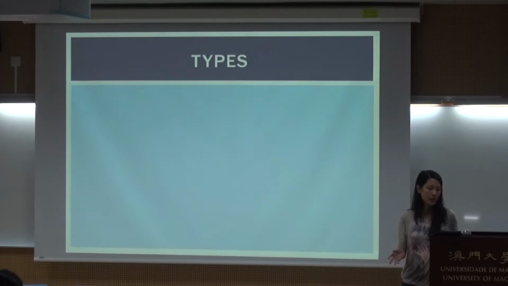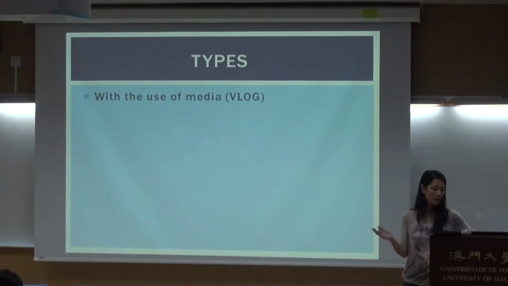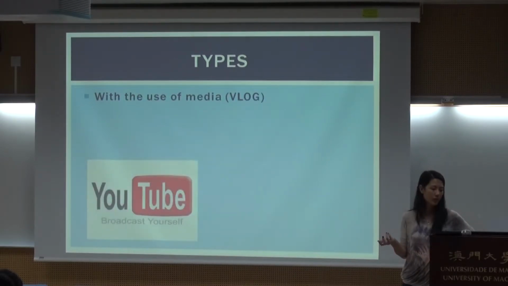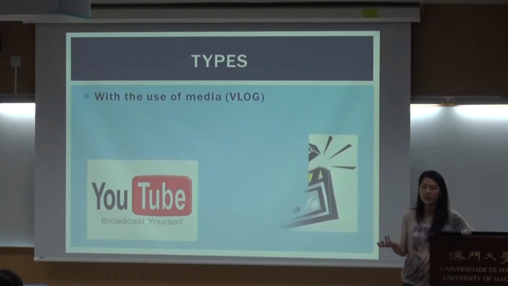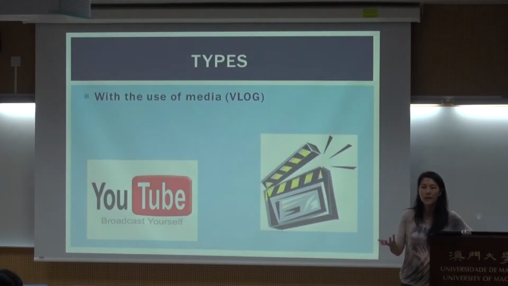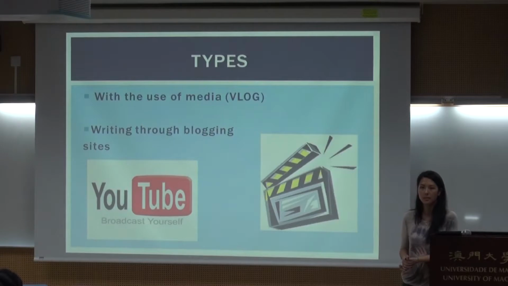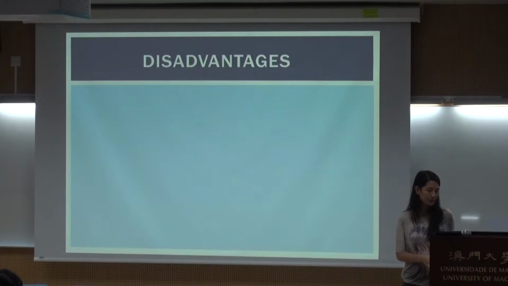There are 2 types, or probably more, of ways to blog. There is vlogging, which is most commonly used on YouTube, where you see people talking about beauty, makeup, sports, or other types of life hacks, where they actually video themselves and talk about the specific topic that they're specialized in. And the other way is by writing through blogging sites, such as Blogger and other sites that you could use for blogging.